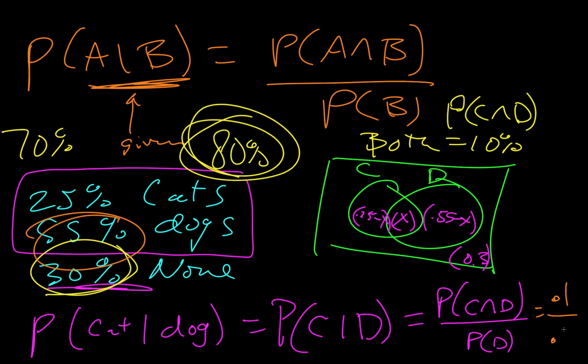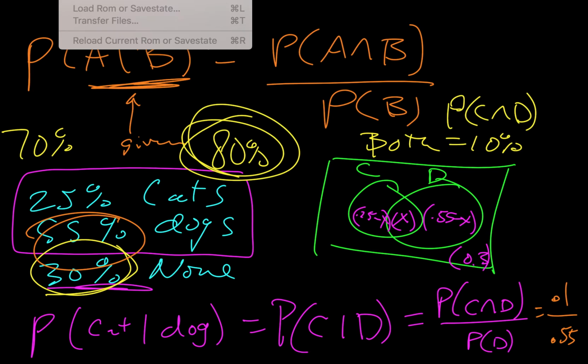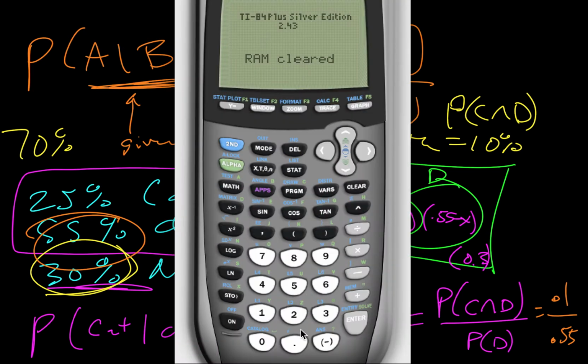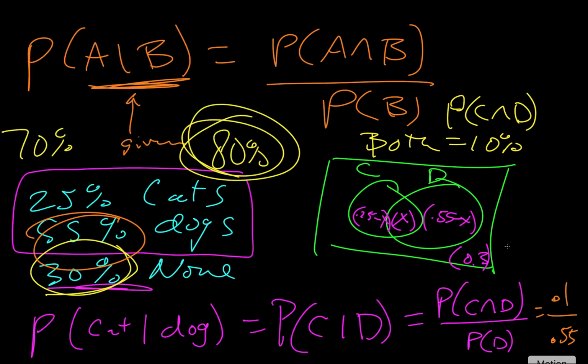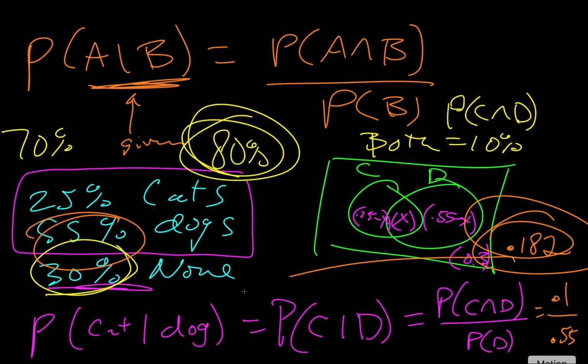And so if we do 0.1 divided by 0.55, I'm going to open up a calculator real quick. 0.1 divided by 0.55 gives us about 18%. We want to go to 3 decimals though, and 0.182 would be the probability of these occurring.